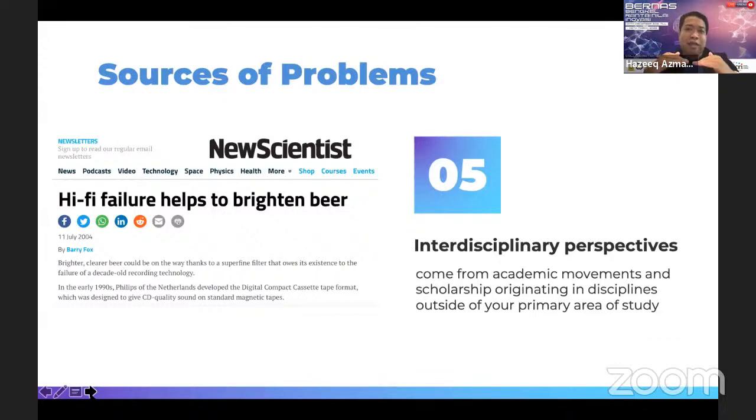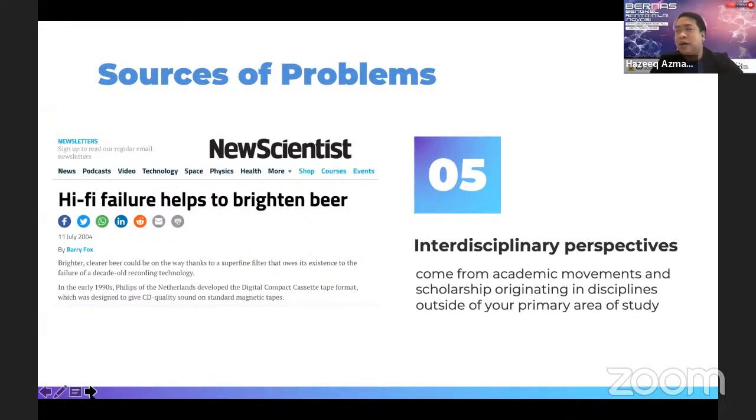But the idea is there, the innovation is there. So it remained like that. But then a beer company, if I'm not mistaken, the name is Fluxon, used that 70 micrometer filter in the beer industry. And they found out that by using that, they get a clearer beer. So by looking at another industry, they found their solution to their problem. So that is one example of an interdisciplinary perspective.